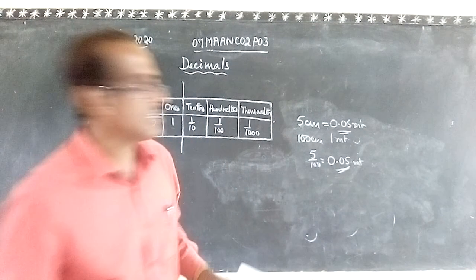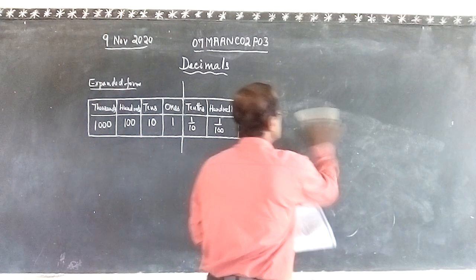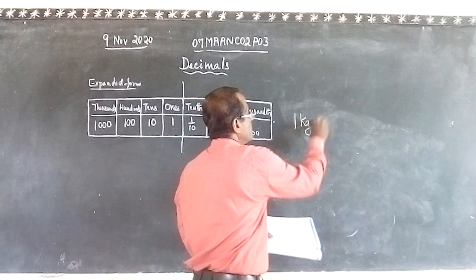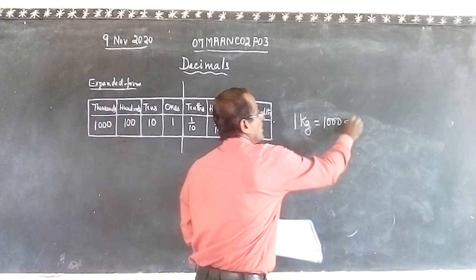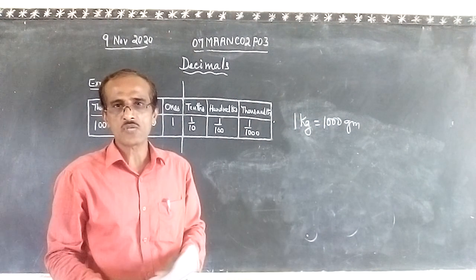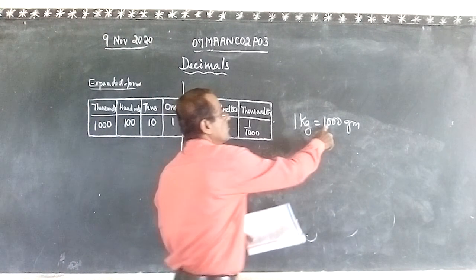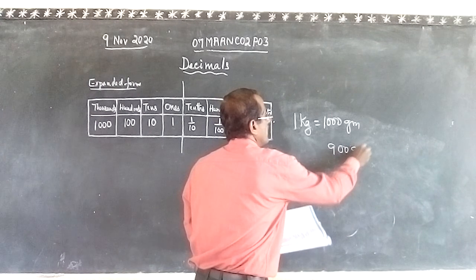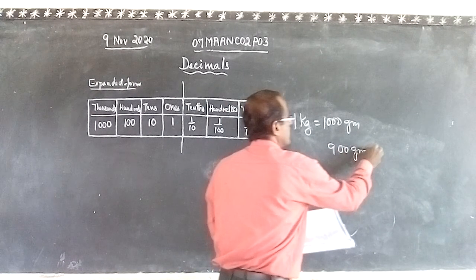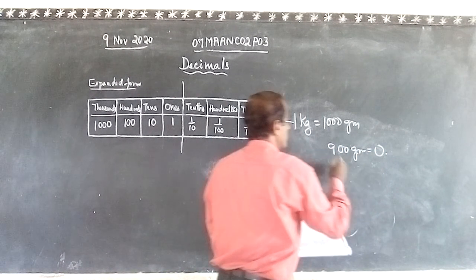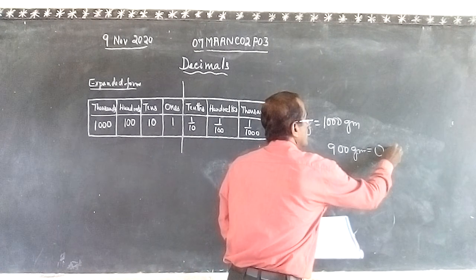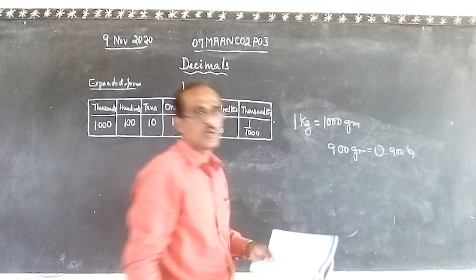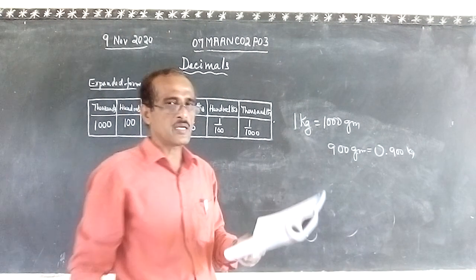Next, express grams in kg. 1 kg means how many grams? 1 kg means 1000 grams. So up to 1000, 3 digits you can write like this. See, this is 900 grams. 900 grams means how much kg? 0.900 kg. 0 is not necessary to write. 0.9 kg.